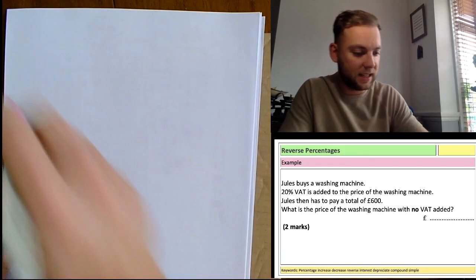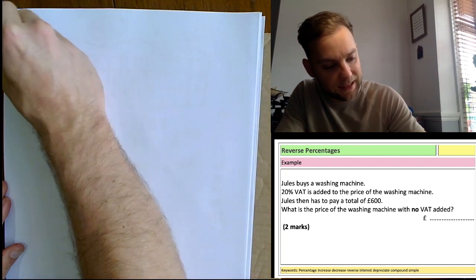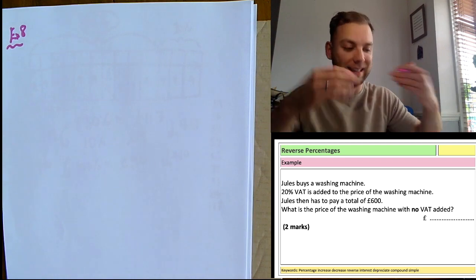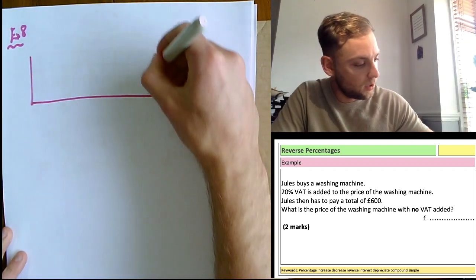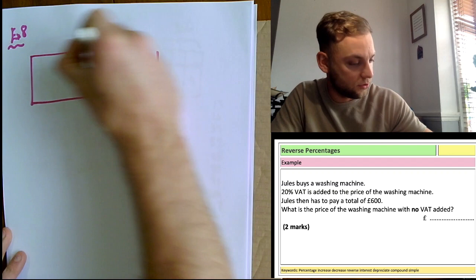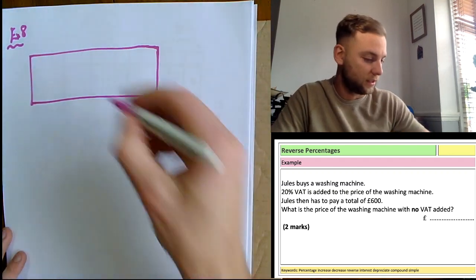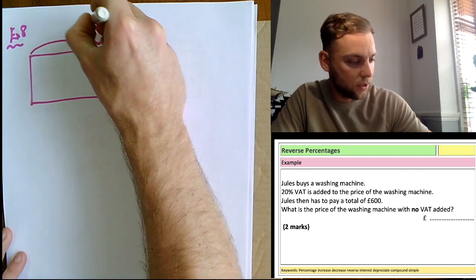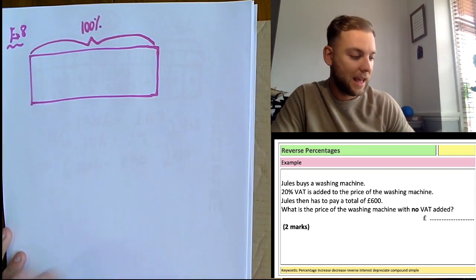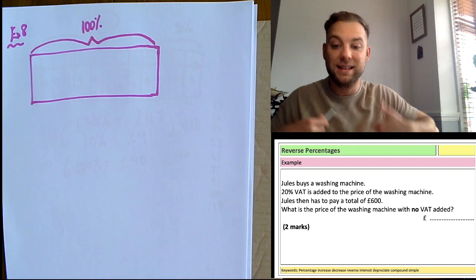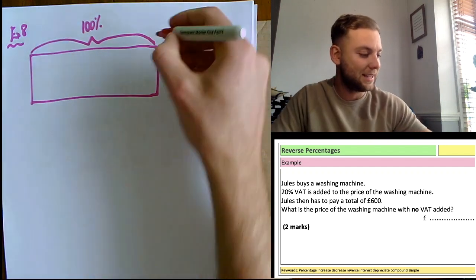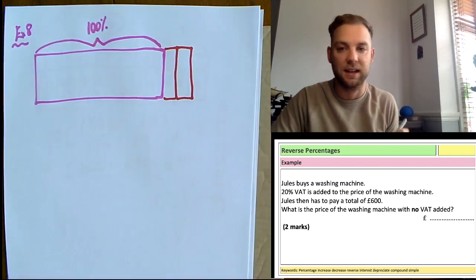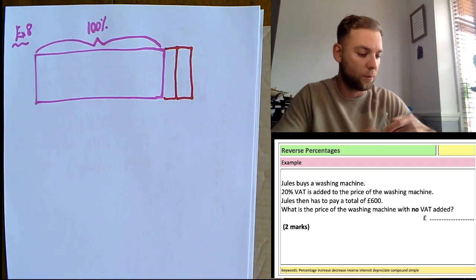So this one here is example 8. Now it's saying here that the washing machine has had 20% added on. So let's start with our bar. You might be able to ditch the bar soon and do it without the bar if you do understand. But for now, I want to do a visual representation. So I know that this is worth 100%. And I'm saying that I've had 20% added on. So in this case here, I've got another 10% and another 10% there. So let's split this up.